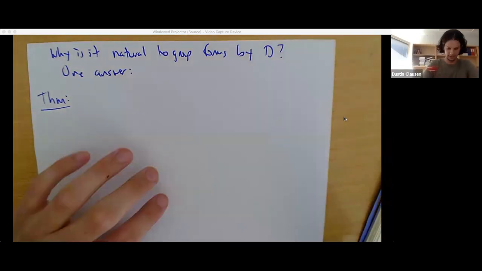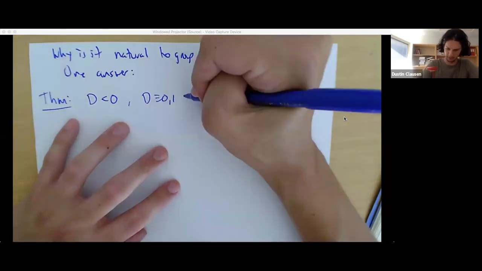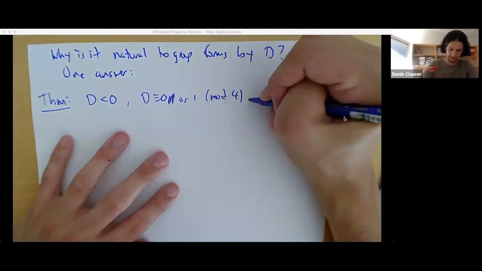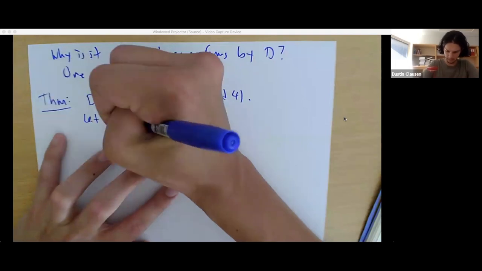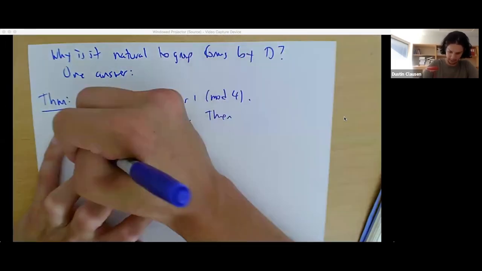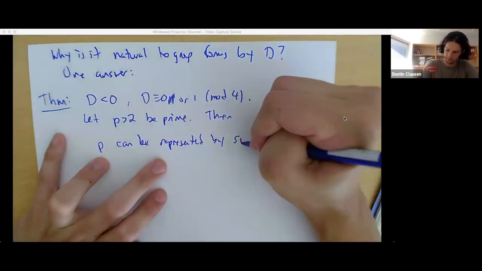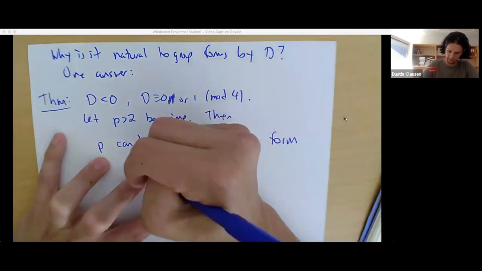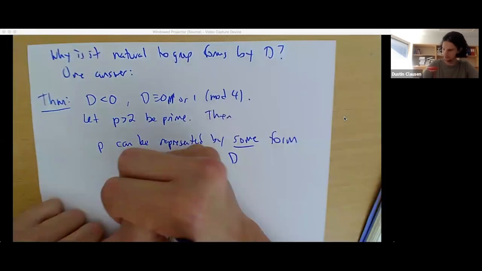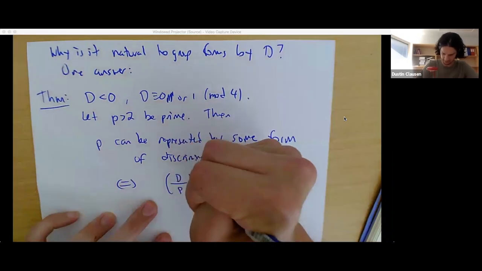Here's a theorem. Let D be negative and D congruent to 0 or 1 mod 4. So D is a possible discriminant, in other words. Let p be an odd prime. Then p can be represented by some form of discriminant D if and only if some condition you can actually check. So if and only if D is a square mod p.